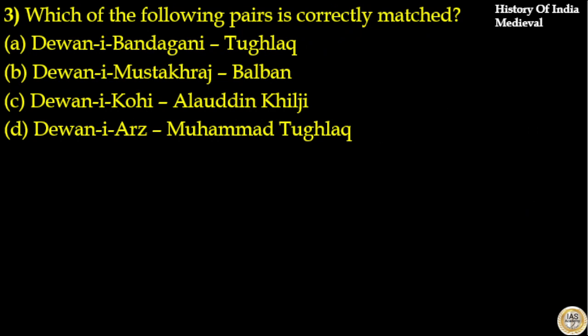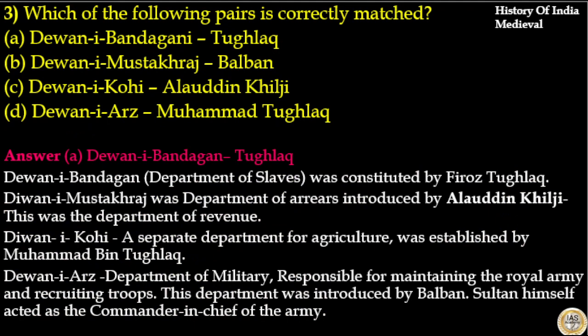Which of the following pairs is correctly matched? Option A, Diwan-i-Bandagan, Tughlaq. That is correct. Option B, Diwan-i-Mustakhraj, Balban. That is incorrect. Option C, Diwan-i-Kohi, Alauddin Khilji. That is incorrect. Option D, Diwan-i-Arz, Muhammad Tughlaq. That is also incorrect. So here the answer to this question is option A, Diwan-i-Bandagan, Tughlaq.